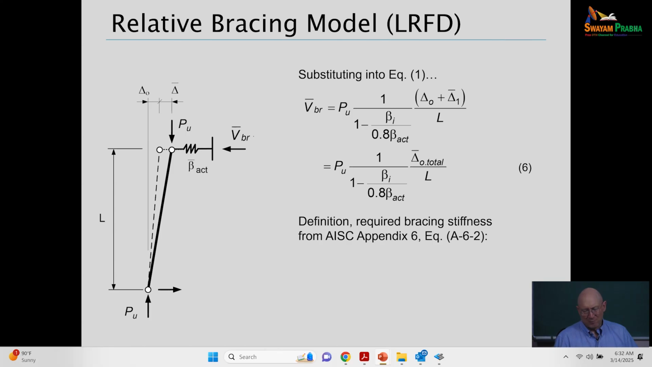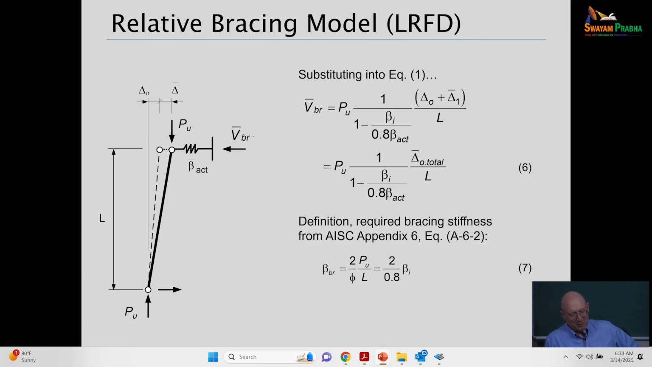Now, as a definition of required bracing stiffness, this is basically what the requirement is in Appendix 6. I just said this, and now I'm showing it to you as an equation. The required bracing stiffness is 2 over a phi factor. I'm going to take that phi factor of 0.8 right now. 2 over 0.8 times Pu over L. Well, Pu over L is the ideal bracing stiffness.